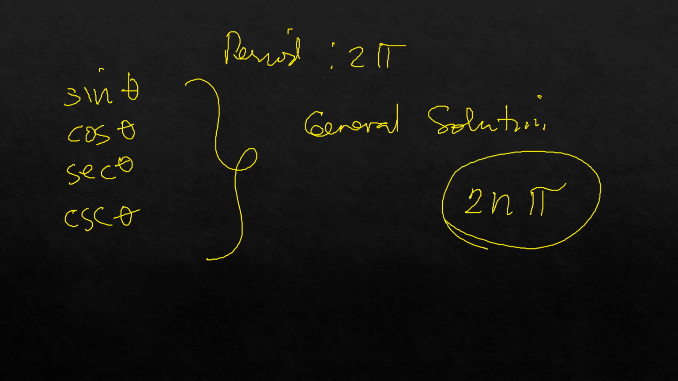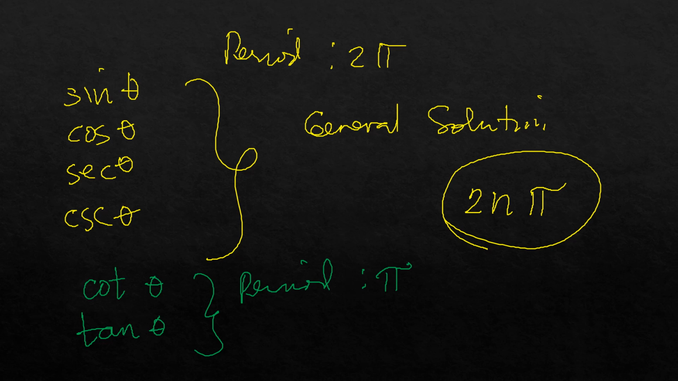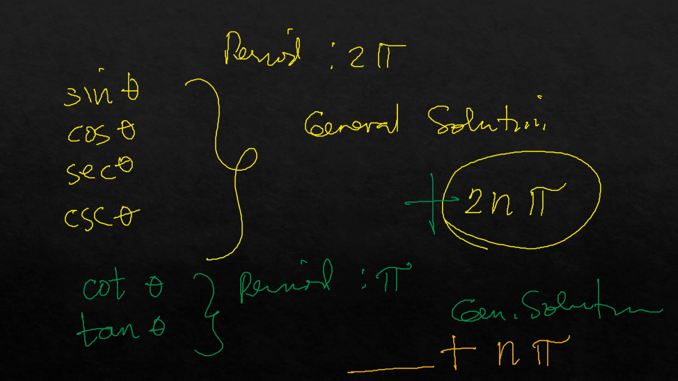However, when we talk about the next two functions, cotangent theta and tangent theta, the period of these functions is pi. So when it comes to the general solution, instead of 2 n pi, you are going to add n pi. But you need to first solve for the solution. What are you going to place here? It is the first solution.